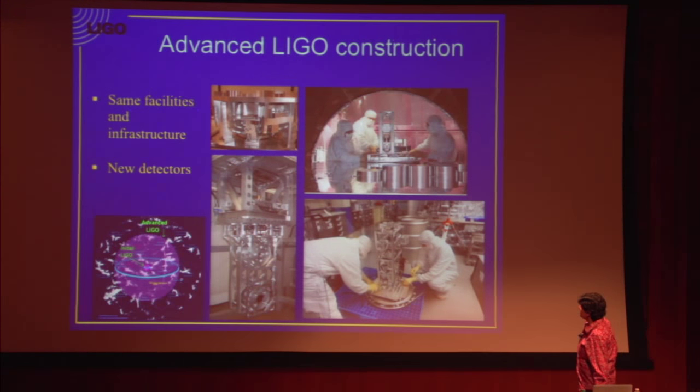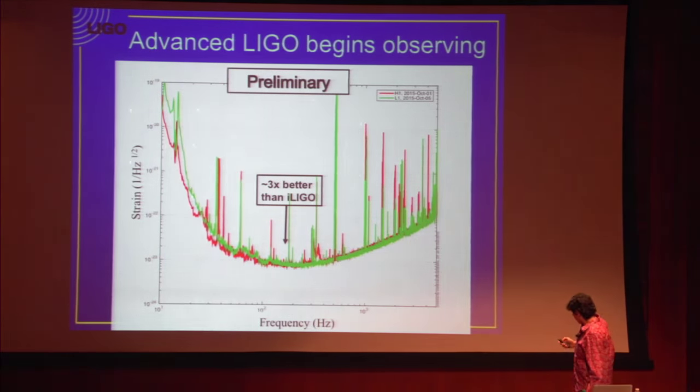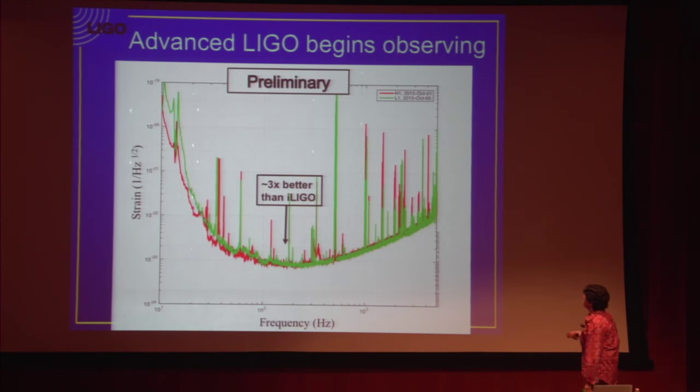So advanced LIGO construction is now complete. Here are the better suspension systems, better vibration isolation systems, bigger laser. And here is where we're at as of early October this year. Advanced LIGO has begun its first observing run, which began on September 18th, and it has a sensitivity.